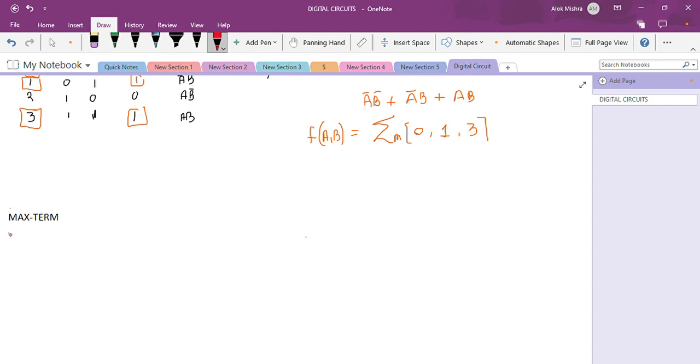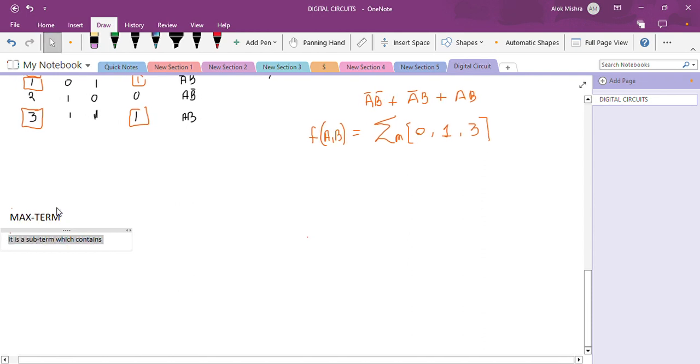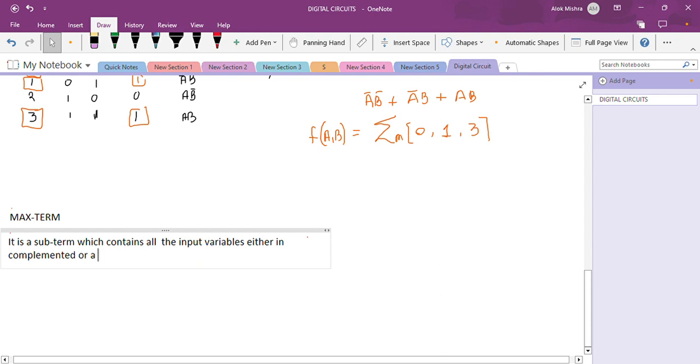Okay, first write the definition. It is a subterm which contains all the input variables either in complemented or uncomplemented form. It is a subterm which contains all the input variables either in complemented or uncomplemented form.